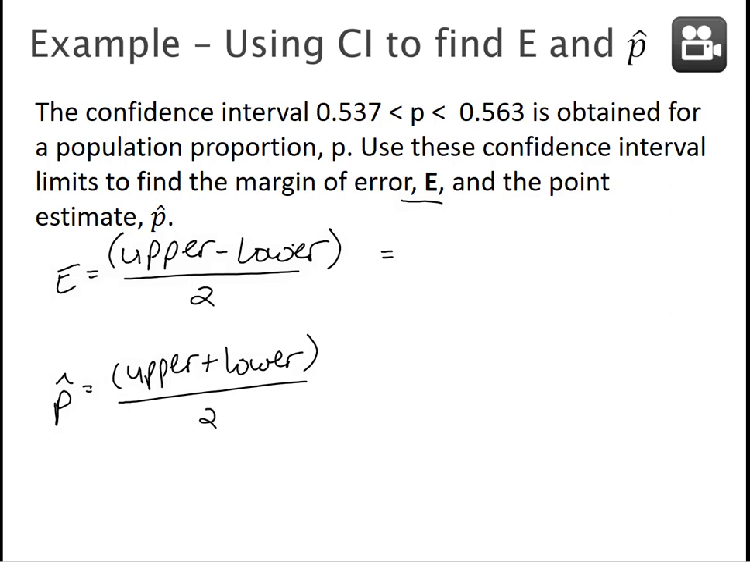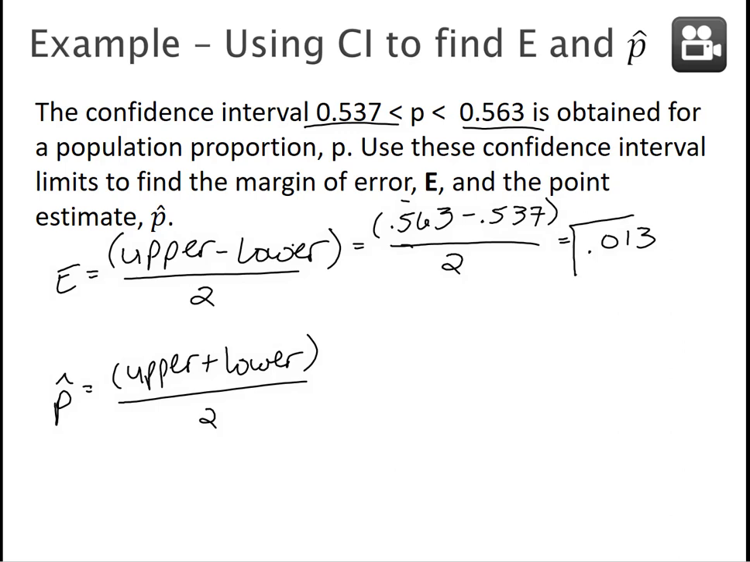So going back to E, my upper limit is 0.563, my lower limit is 0.537, and remember, so I have 0.563 minus 0.537 in parentheses, and then I divide that by 2, and when I put that in the calculator, I get 0.013. Okay, so my margin of error is 0.013.